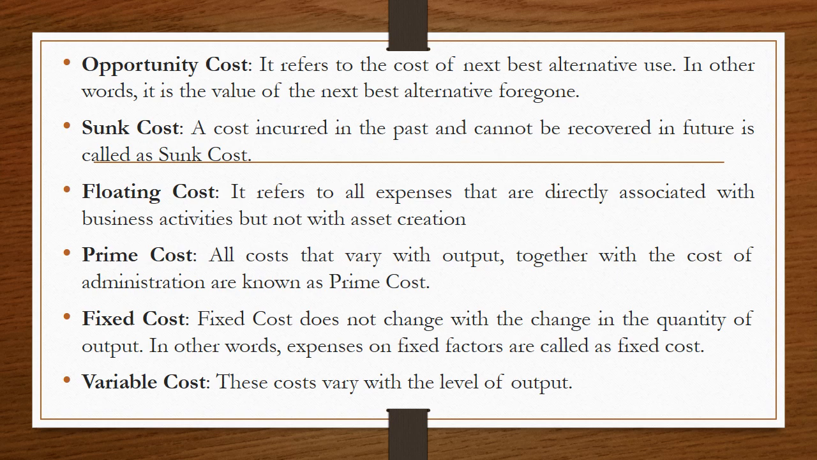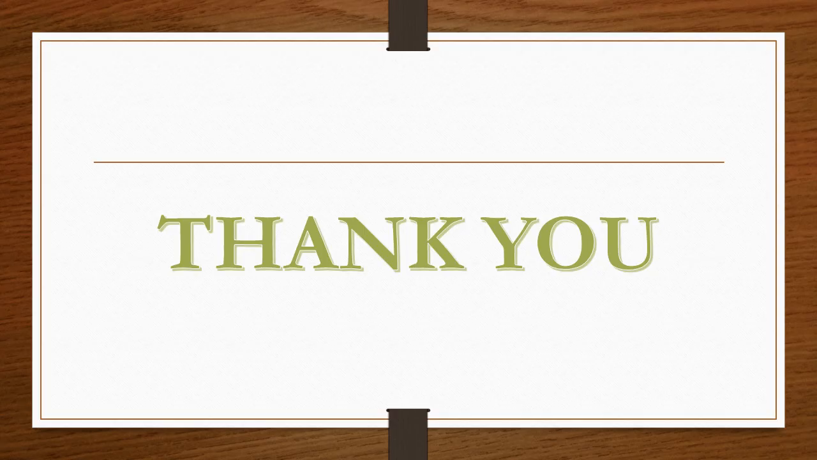Then what about variable cost? Variable costs are those costs that vary with the level of output. For example, raw materials, labor, etc. So variable costs vary whenever there is a change in the level of output. With this, dear students, we conclude the meaning of costs and the different types of costs.